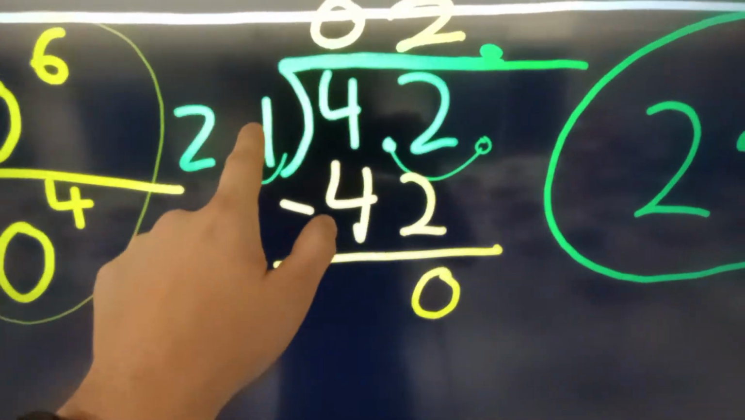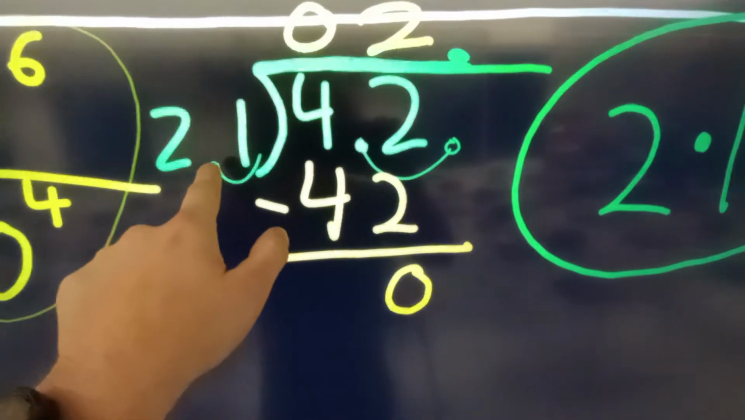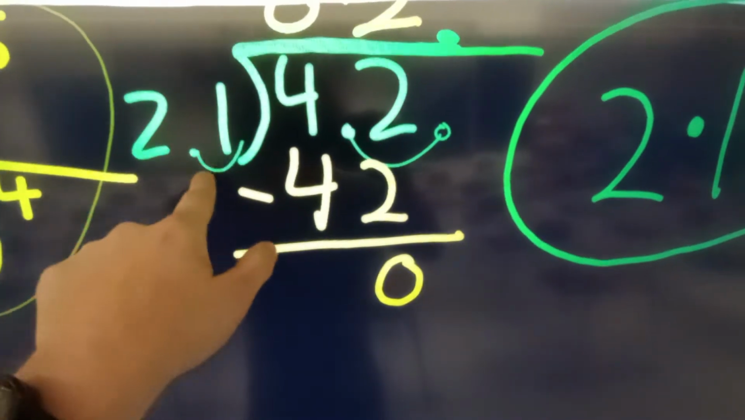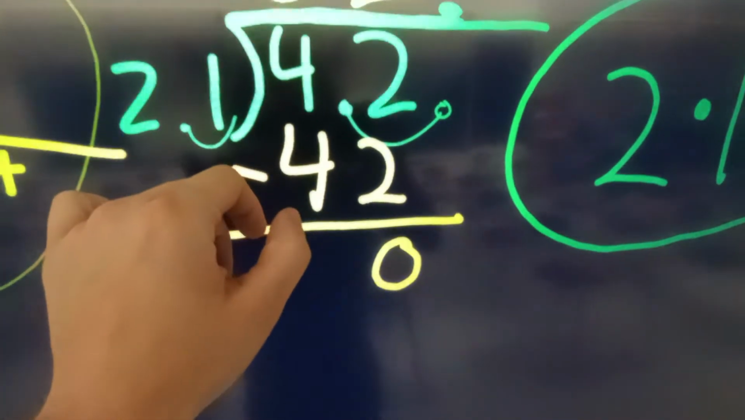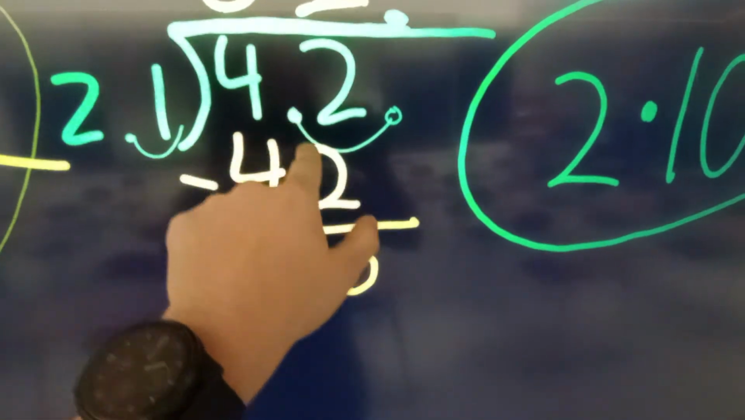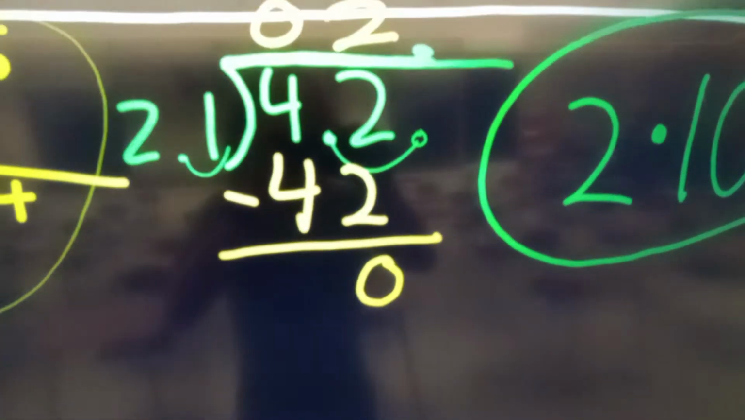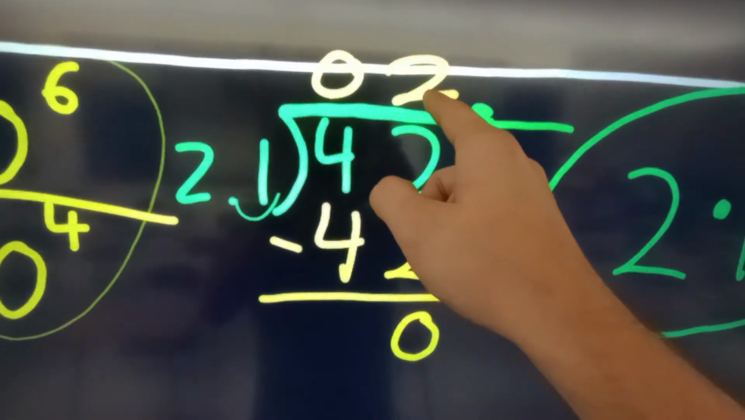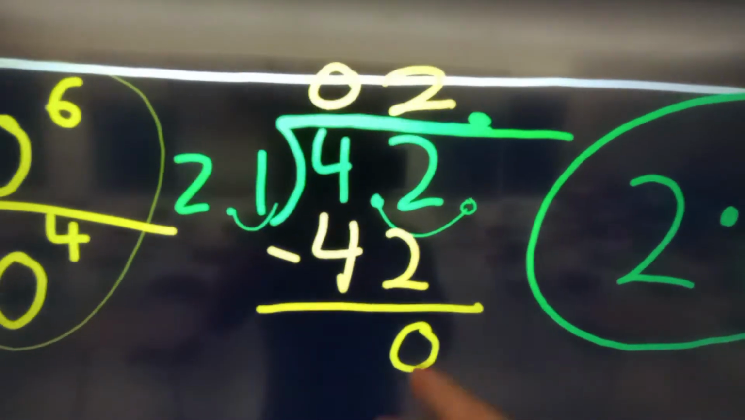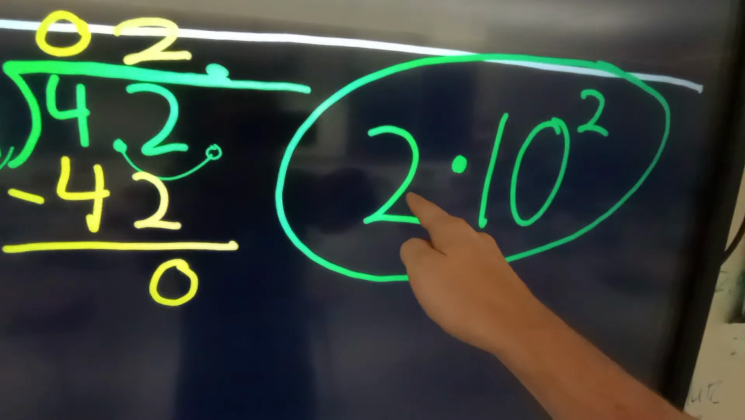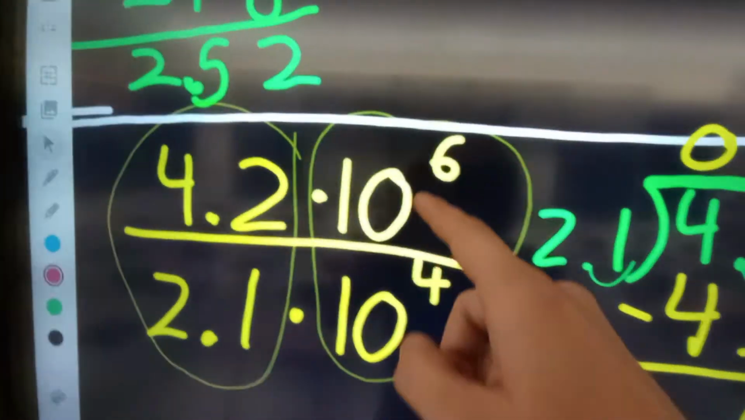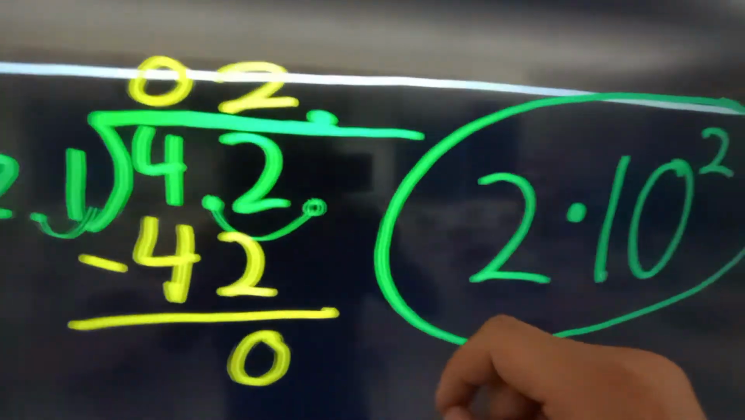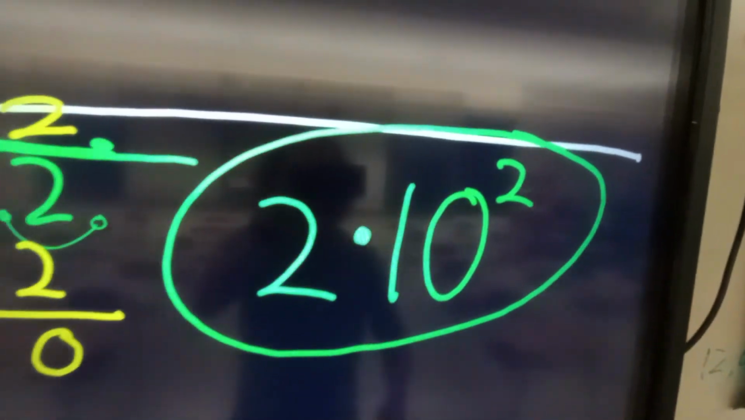A reminder, you cannot have a decimal in the divisor. So that has to be moved over once to get rid of it, which means it also must be moved over once on the inside. Okay? We then see that 21 goes into 42 two times with no remainder. So my whole number will be 2. And for my exponent, I just do 6 minus 4 to get my exponent of 2.